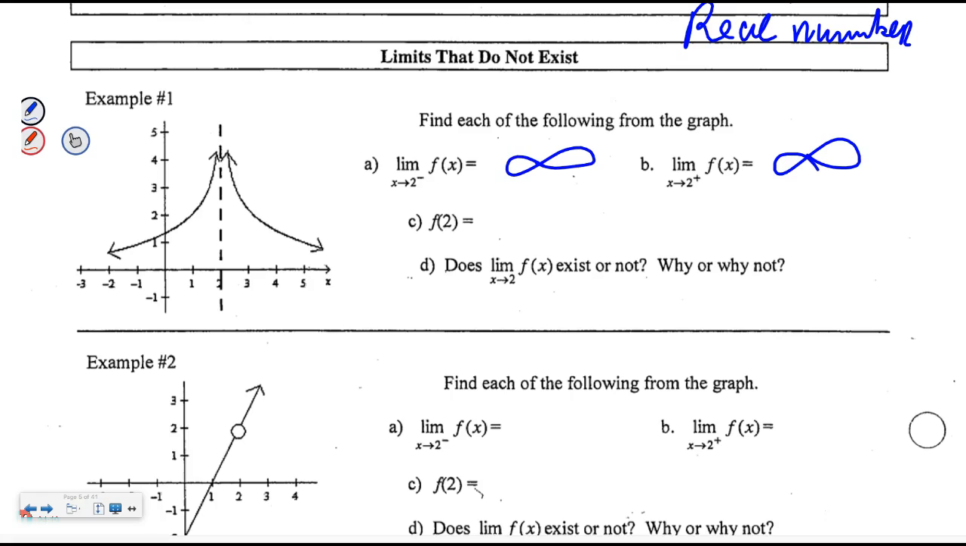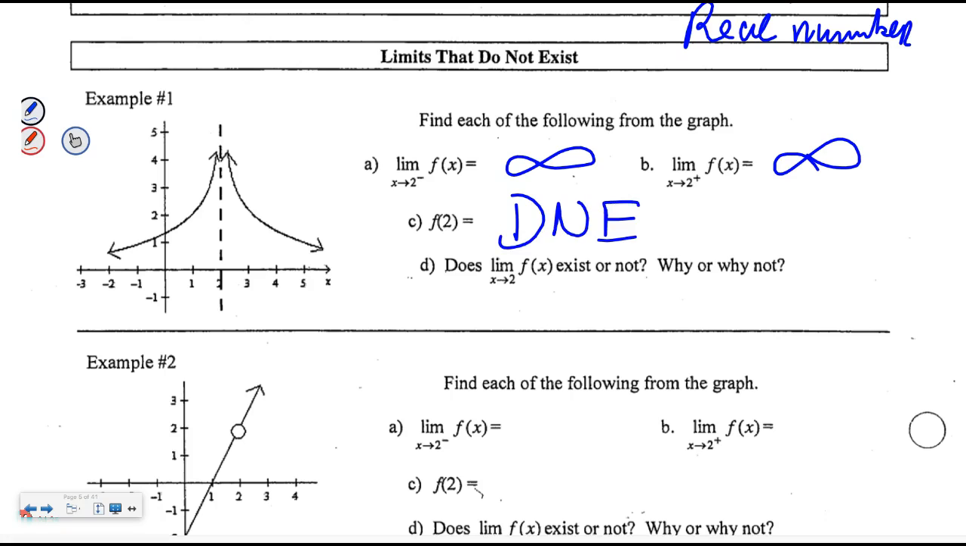So anyway, I come in from the left, we go to infinity. Come in from the right, I go to infinity. But what's f of 2? What's the y value there? What's the y value at 2? We're going to refine that because it's easier for us to write DNE, and what does it stand for? Does not exist.